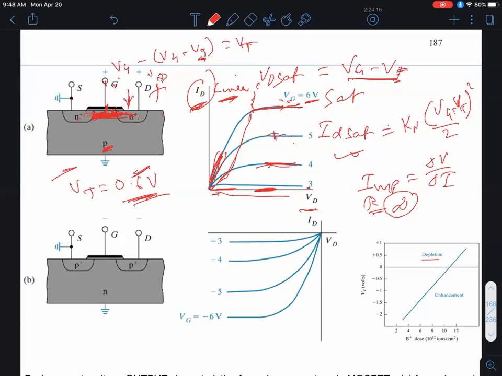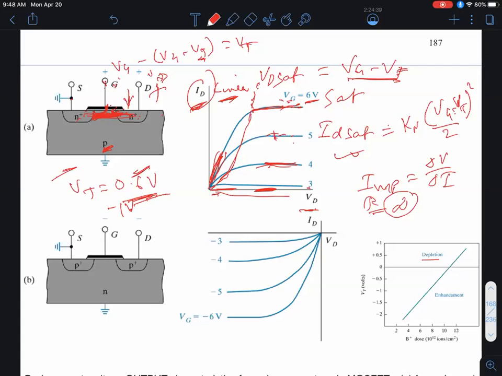Because now, to turn the transistor off, you'd have to apply a negative voltage to turn the transistor off, right? So now you'd have a VT which is negative. Maybe it would be minus 1 volt, for example, okay? So in that case, if the gate voltage is 0, that's more positive than the minus 1 volt VT, meaning that the transistor is on, okay?